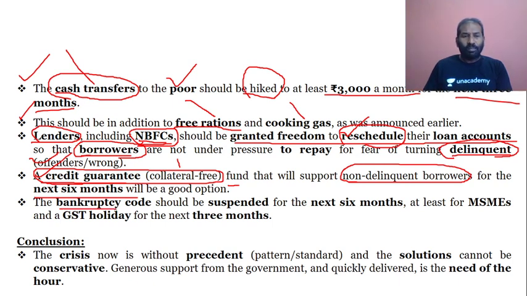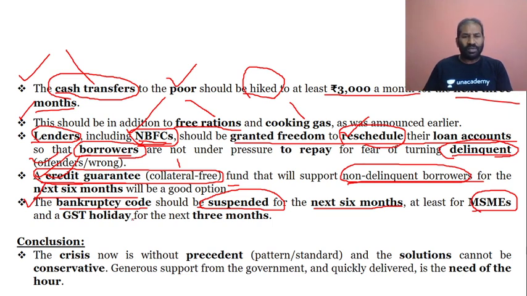And the other one is that the bankruptcy code has to be suspended. The credit guarantee and the bankruptcy code are very, very important from the prelims analytical point of view, along with giving freedom to the NBFCs to reschedule the loan accounts. So three are very important for the analytical part of prelims 2020: granting freedom to NBFCs, providing credit guarantee to non-delinquent borrowers, and suspending the bankruptcy code for 6 months, at least for MSMEs, that means micro, small and medium enterprises.